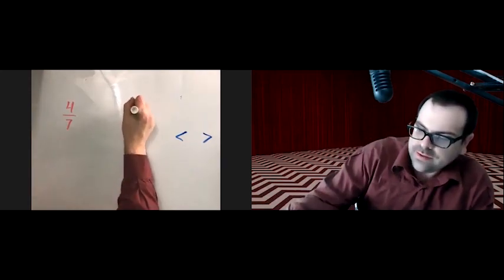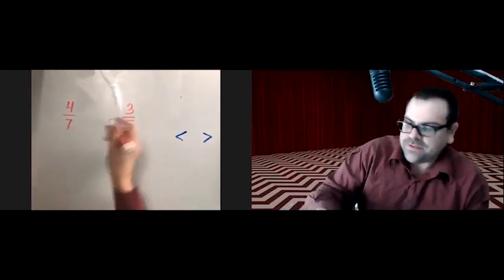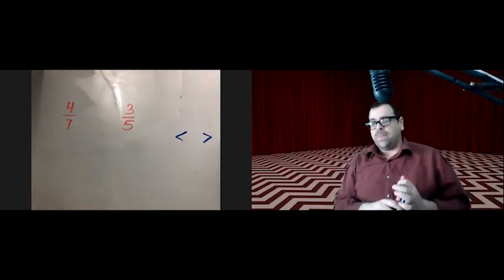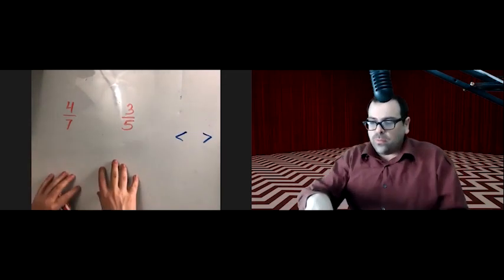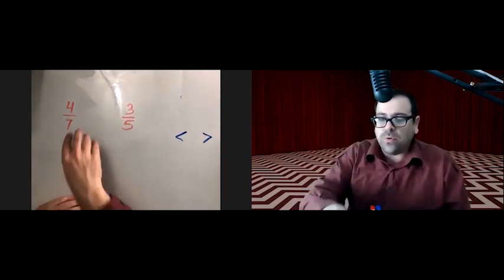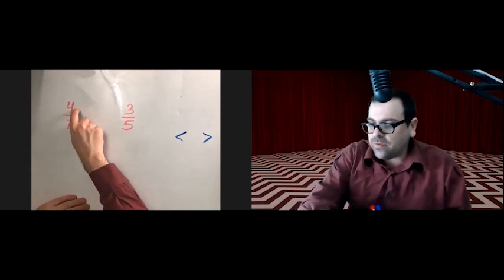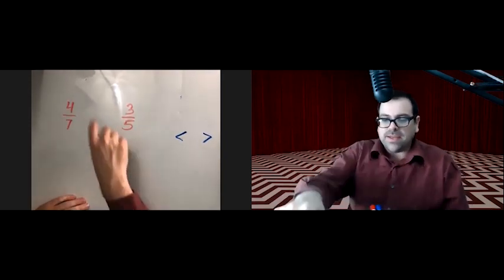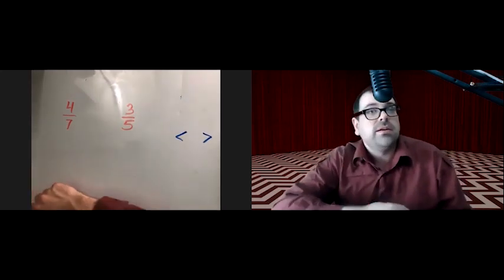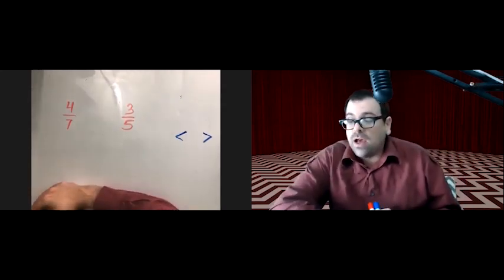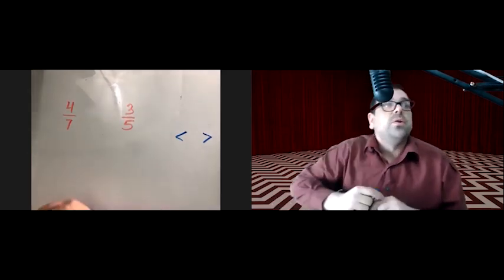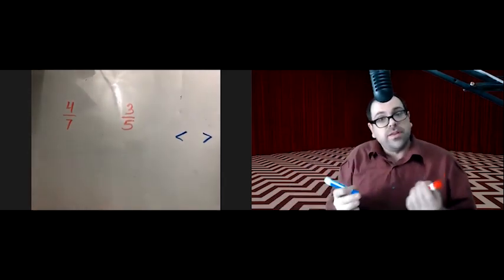But in our next one, let's take a look at two fractions. 4/7 and 3/5. And we want to know whether we can put in less than or greater than. Well, we can't just go, oh, the big numbers are over here. 4 is bigger than 3 and 7 is bigger than 5. That means that this is greater than. It might not be.